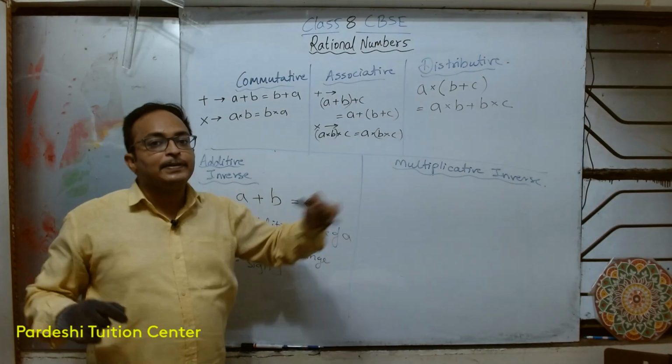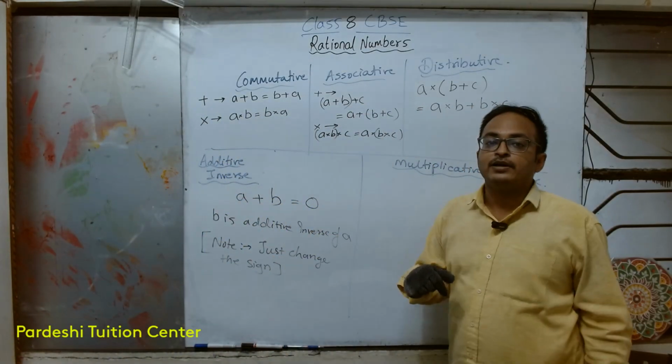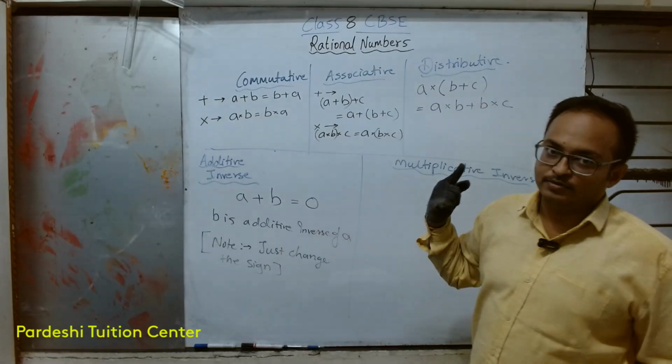Now, what is multiplicative inverse of a number? Multiplicative inverse of a number is a number which when multiplied to that number will give you product 1.